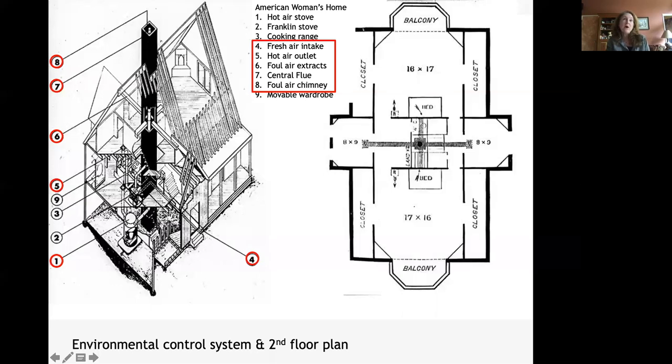And the system also had a lot of these smaller ventilation flues identified as number 6 in this drawing, so that it would connect to the central flue and it would pull out air from the house and exhaust it and bring in fresh air, as shown in number 4.